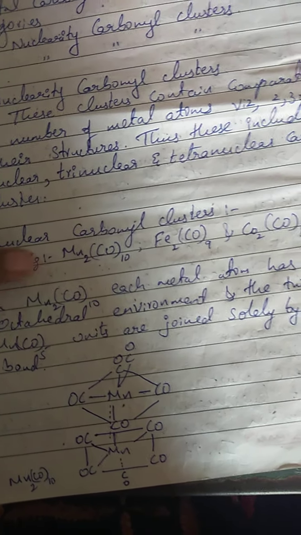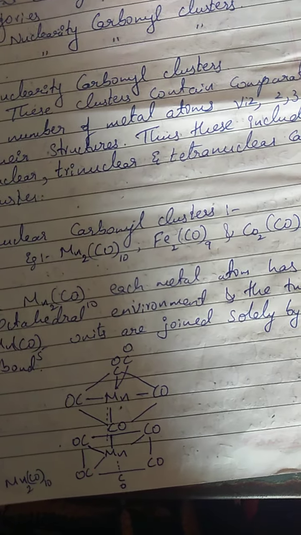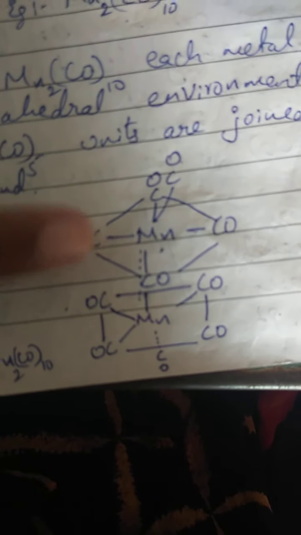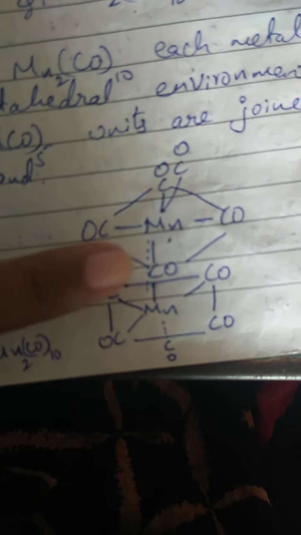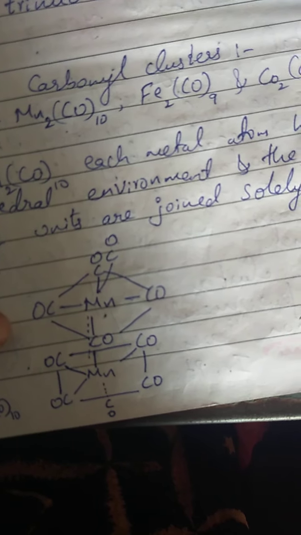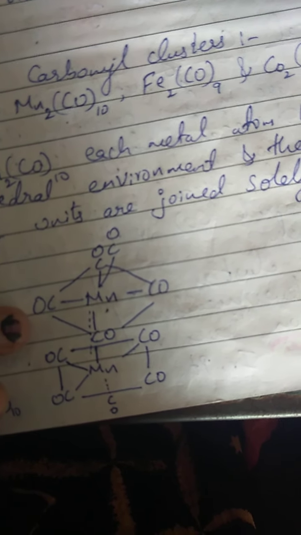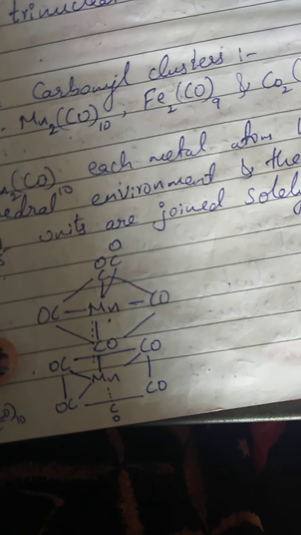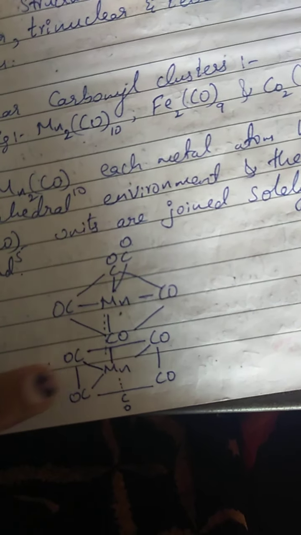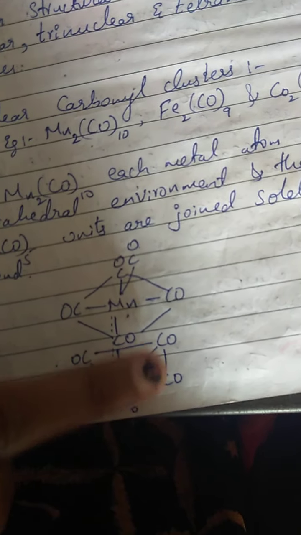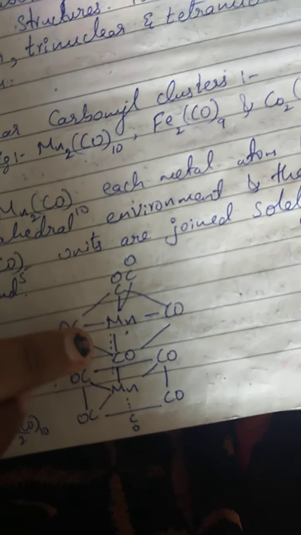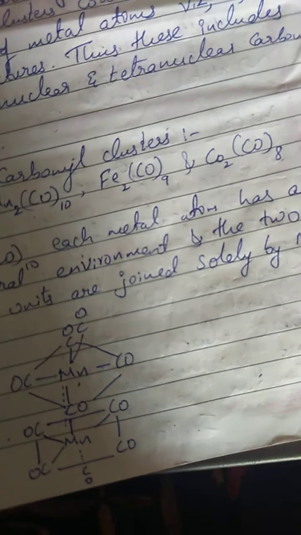An example is Mn2(CO)10. Here you can see the structure: Mn and one more Mn, each bonded with CO. Each atom has an octahedral environment, and the two Mn(CO)5 units are joined solely by the Mn-Mn bond. Here there are 5 COs, 1, 2, 3, 4 and 5, and the sixth position is involved in the Mn-Mn bond. So these are octahedral structures.